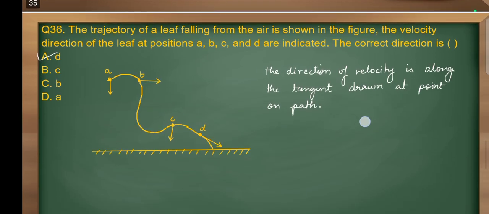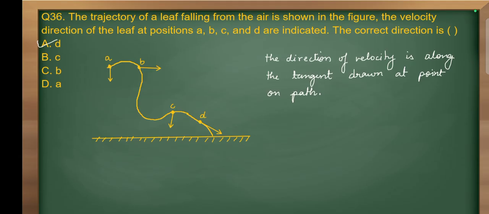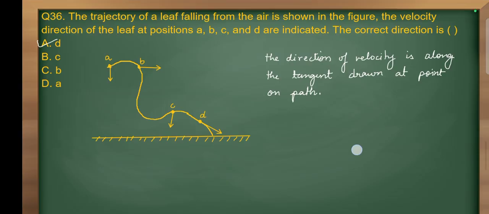Question number 36. The trajectory of a leaf falling from the air is shown in the figure. The velocity direction of the leaf at positions A, B, C and D are indicated. The correct direction is. Here the path of the leaf is shown and different points are represented, which are giving the direction of velocity, and we know that the direction of velocity is tangent along the path. So this D is showing the correct diagram.